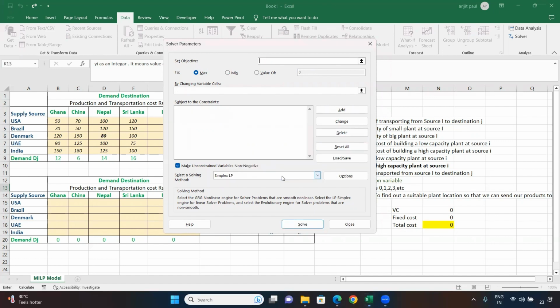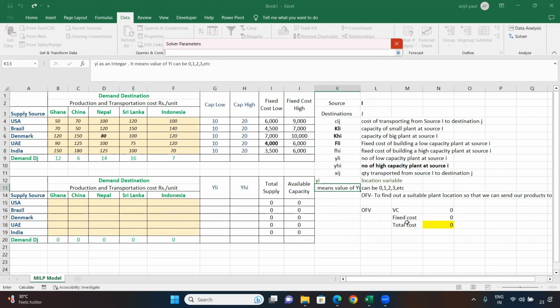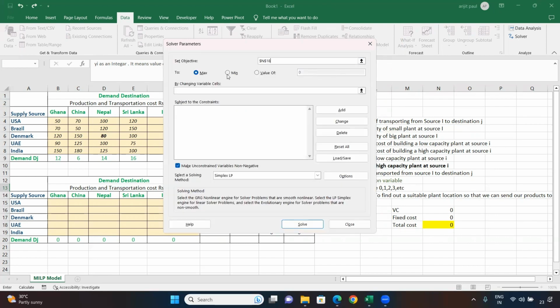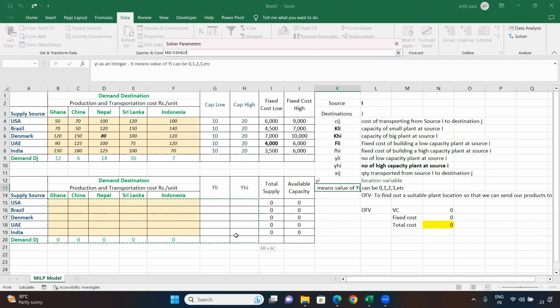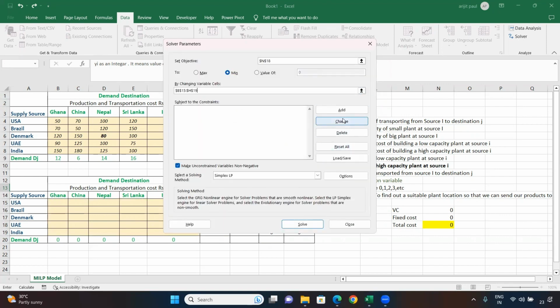Let me just see it once. So again, I am selecting my objective function. Objective will be mean. This is our decision variable. Okay, now I am going to add the constraint.